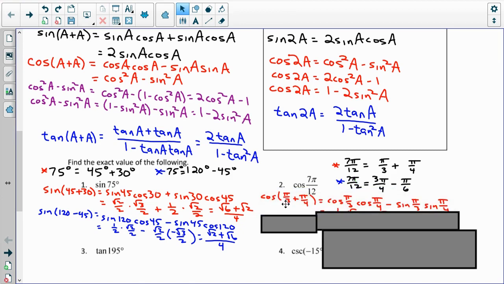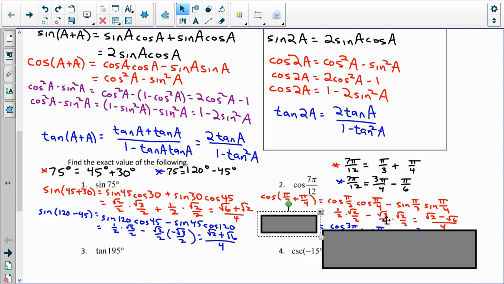So cosine of pi thirds plus pi fourths, we're going to use the cosine coalition, which changes the sign. So the cosine coalition: cosine of pi thirds, cosine of pi fourths, they're together, minus the sine of pi thirds, sine of pi fourths. Then I basically just have to know what the cosines and sines of pi thirds and pi fourths are. So 1/2, root 2 over 2, negative root 3 over 2, and root 2 over 2. I end up doing everything like multiplying and stuff, and I get root 2 minus root 6 over 4.